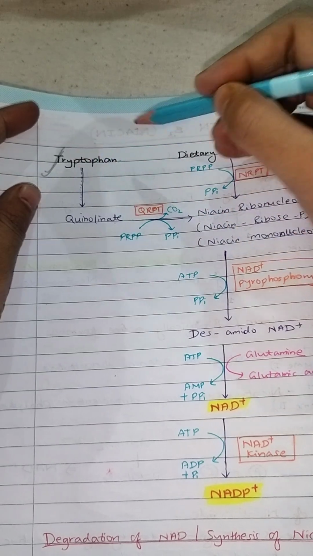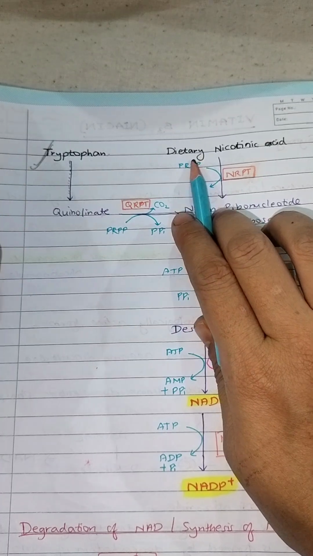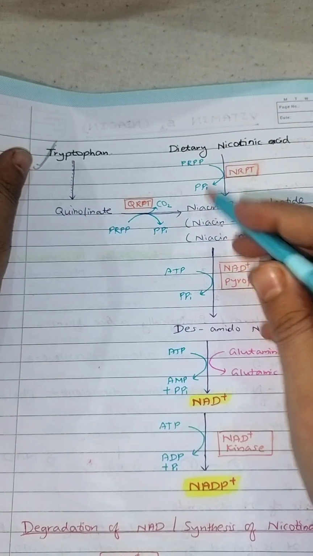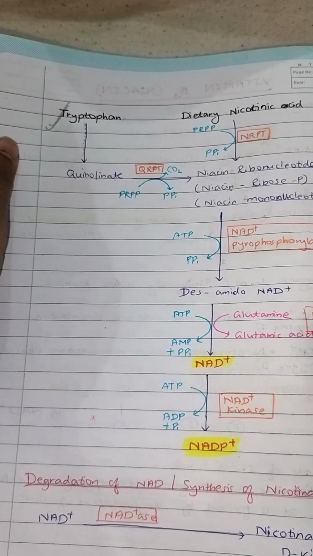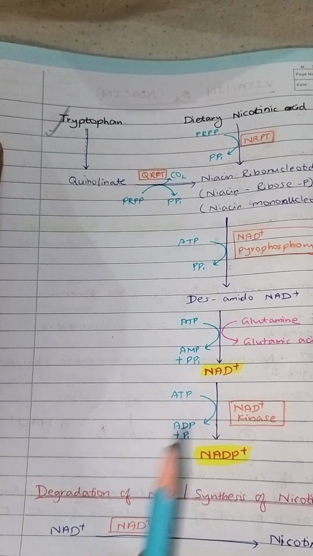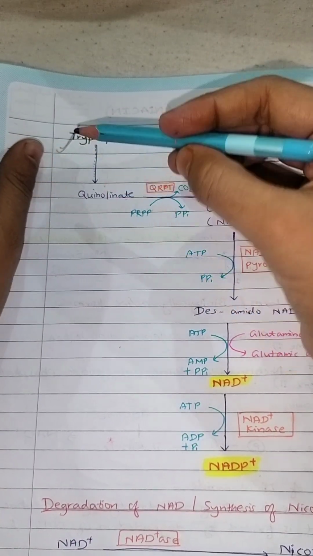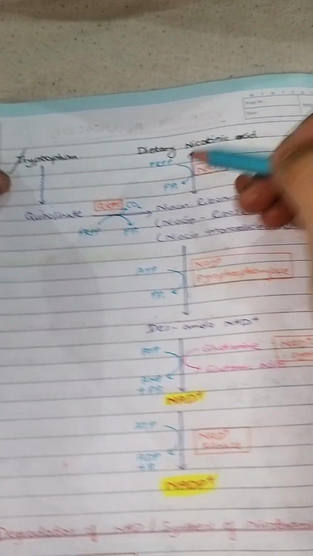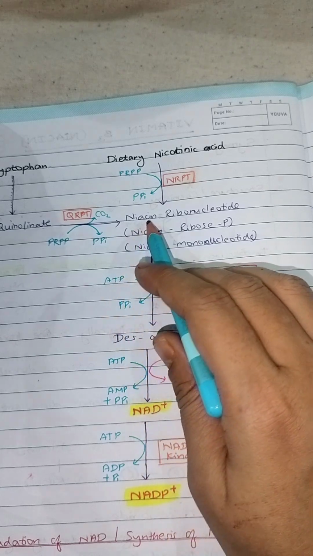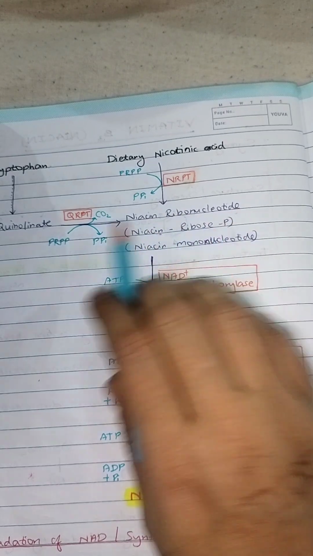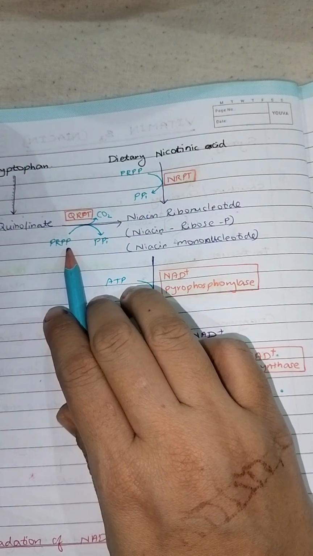So from tryptophan and dietary nicotinic acid, when nicotinic acid is present in our diet, they undergo a series of reactions to form NAD plus and NADP plus, and from NAD plus and NADP plus this nicotinamide is formed. Tryptophan undergoes a series of reactions, not shown here completely. It forms quinolinate. Now this dietary nicotinic acid forms niacin ribonucleotide. Quinolinate also forms niacin ribonucleotide, with PRP, phosphoribosyl pyrophosphate.